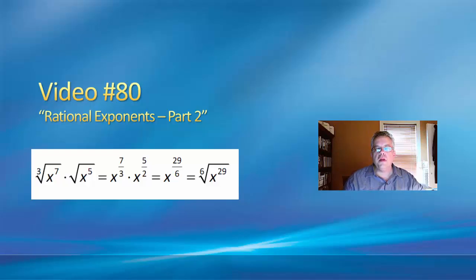Hello, welcome to video number 80, Rational Exponents Part 2. In this video, we're going to learn how to simplify some really nasty looking expressions with radicals, like this expression down here. What we're going to do is change these radicals into expressions with exponents, use the laws of exponents to simplify it, and then turn it back into a radical. So we see that the product of these two radicals is really equal to the 6th root of x to the 29th. Here we go.